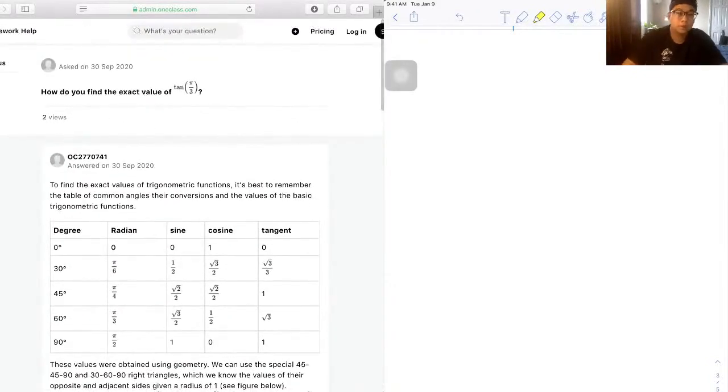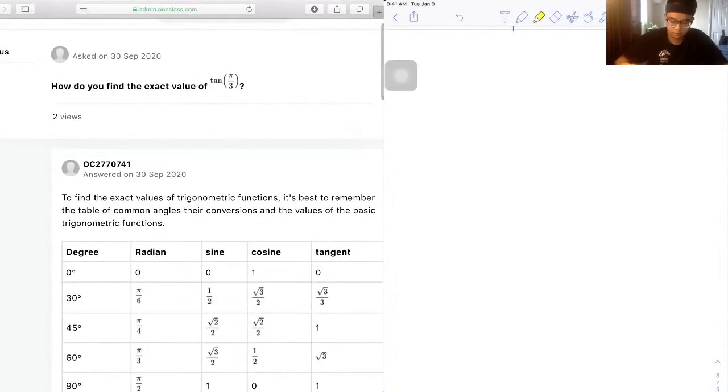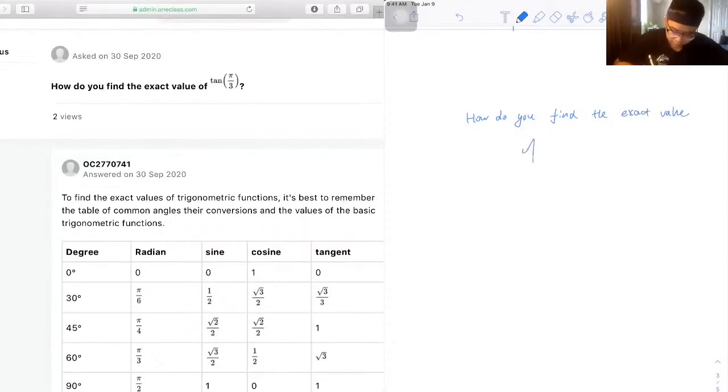All right, so our second question is asking us, how do you find the exact value of tangent pi over 3?